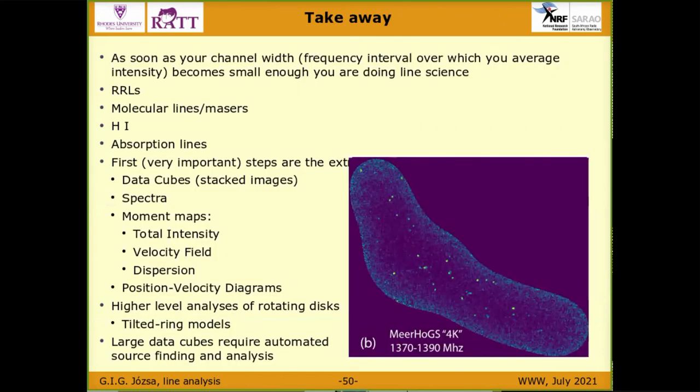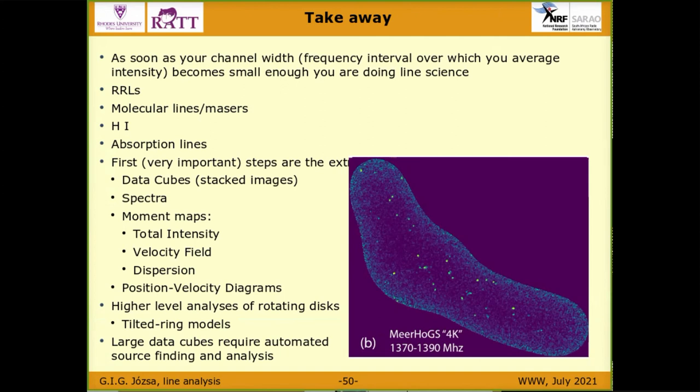So this is what I want you to take away here. As soon as your channel width becomes small enough, you are doing line science. Image one channel, image channel by channel, then you have a line. You're doing line science. They are in the decimeter wavelength range, which is MeerKAT. There are radio recombination lines, molecular lines mostly in the form of masers, and neutral hydrogen. There are absorption lines that you can observe.